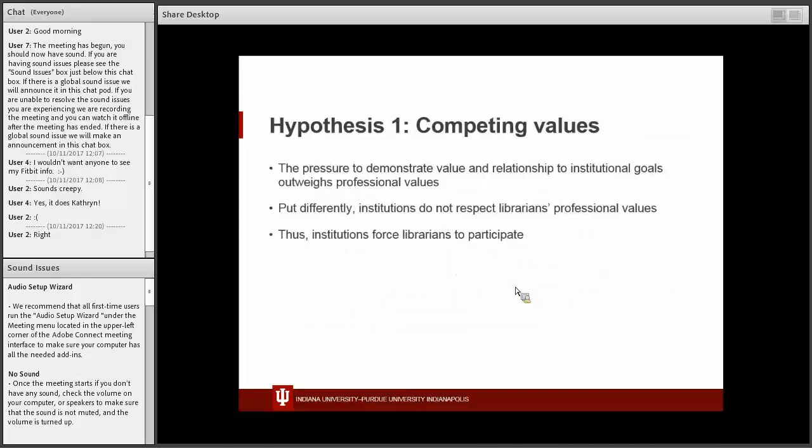So three hypotheses, and then we'll get to some Q&A, I think. First, competing values. There's a pressure to demonstrate the value of the library and its relationship to institutional goals. So it may be that institutions are actually forcing librarians to participate in learning analytics. They're saying, this is what the institution is doing, get on board. It doesn't matter if you really care that much about intellectual freedom and intellectual privacy. This is something that we need to do, one, in order to survive, or two, at least to be able to defend against attacks from outside stakeholders.